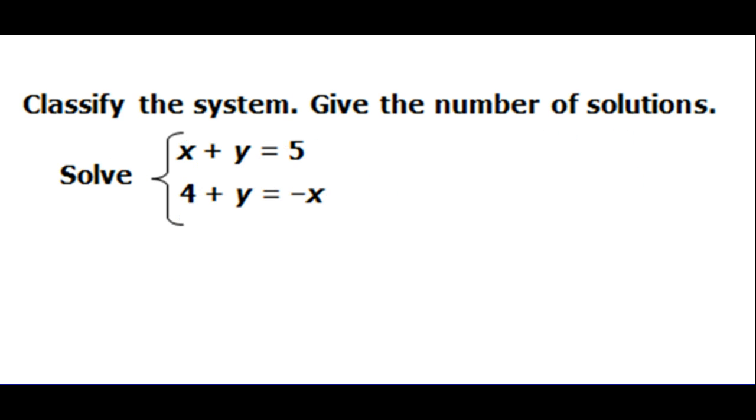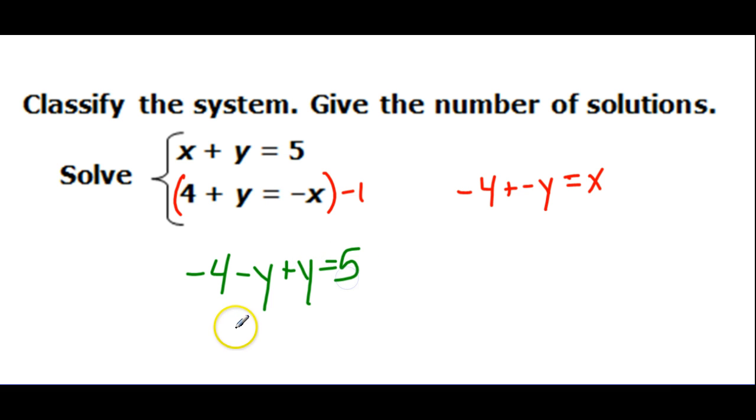Again, decide what method you want to use to solve it. I think maybe I would like to use, let's use substitution. Let's multiply everything down here by negative 1. That's going to give me a negative 4 plus negative y is equal to x. I'm going to take this, substitute in for x, so that's going to give me negative 4 minus y plus y equals 5, which is going to give me negative 4 is equal to 5, which is a false equation, which means no solution. That means they are inconsistent.